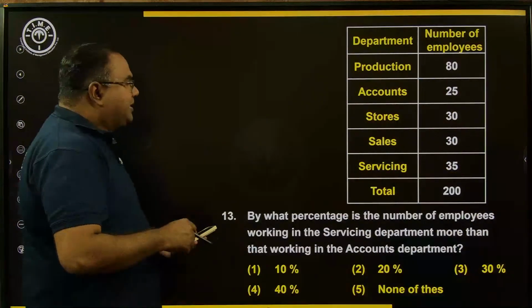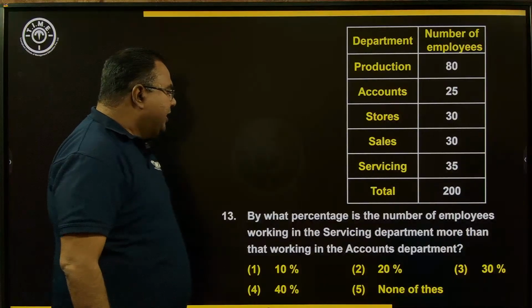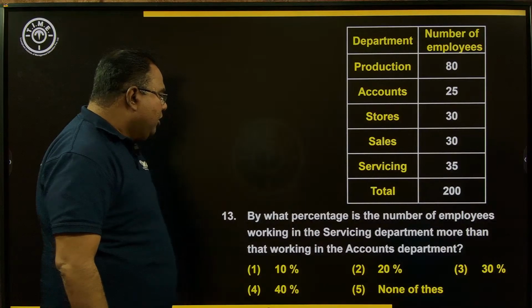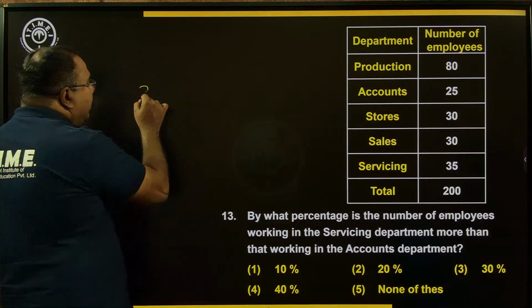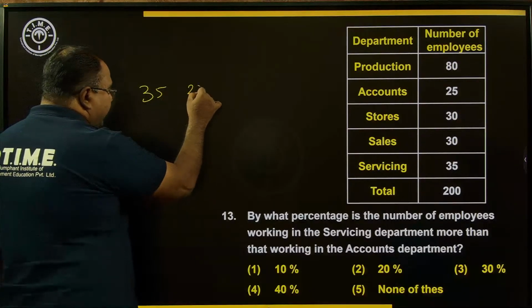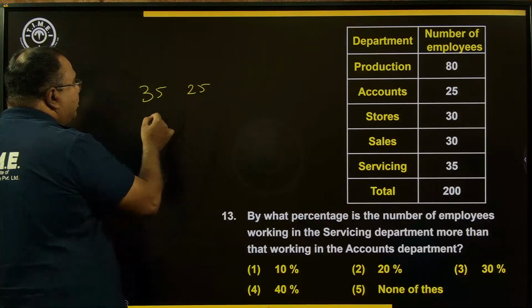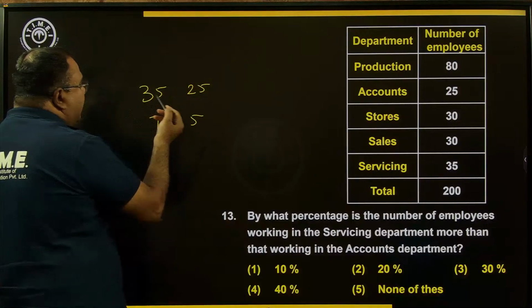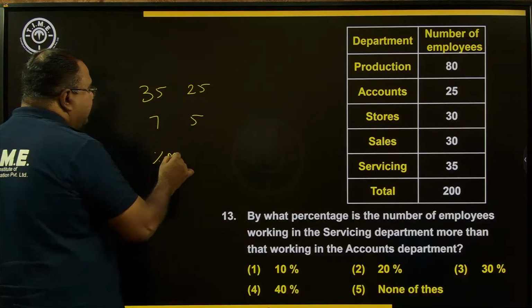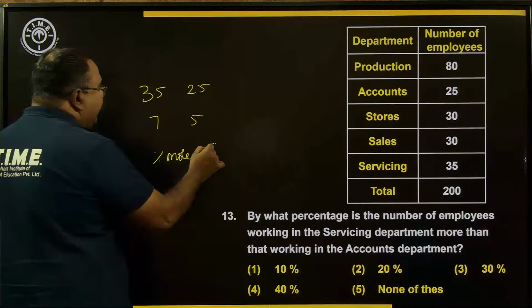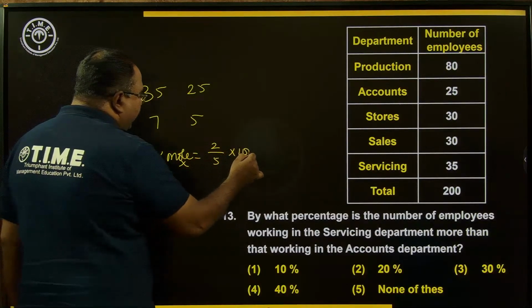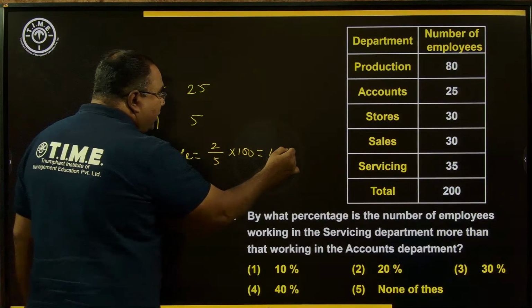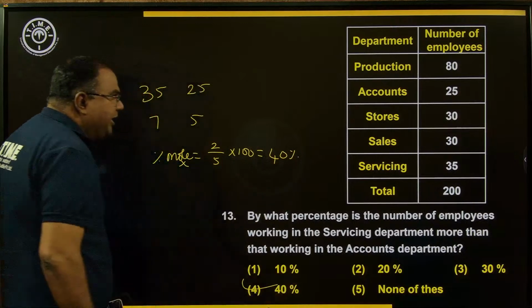Then, by what percentage is the number of employees working in service department more than those working in accounts department? Service department 35, accounts department 25. This is what percentage more? Remove the common factor, 5 is the common factor. So clearly, what percentage more? 7 and 5, the difference is 2. Opposite of more is less, 5 into 100. 2 upon 5, it has to be 40%. 40% is present in choice 4.